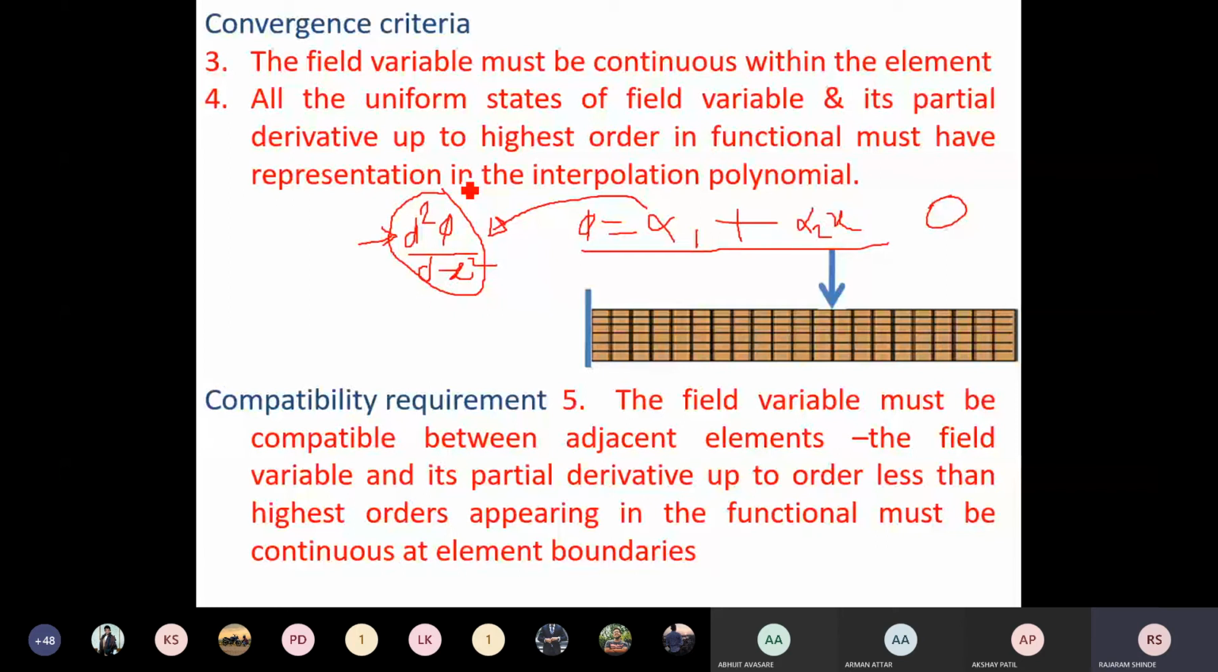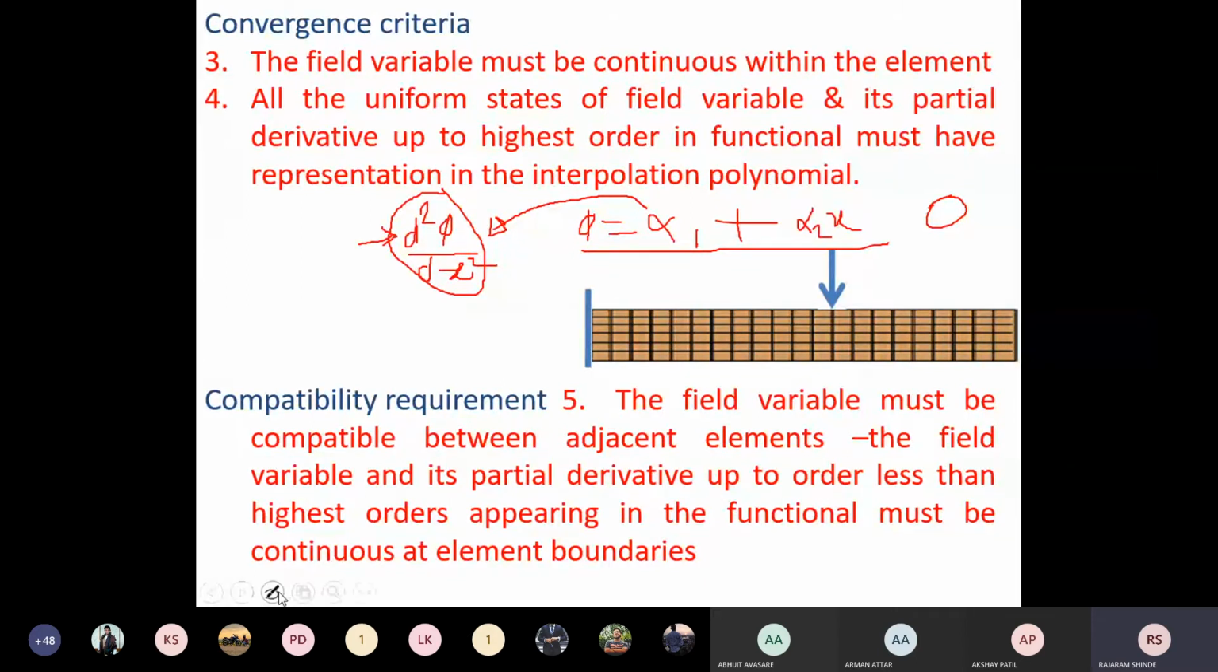Do you agree with this? That means even if you increase the elements, the solution will not necessarily go toward the accurate solution. If these 2 criteria are satisfied, then you can get the convergence of the solution. It is known as the convergence criteria of the solution. Next is the compatibility requirement.